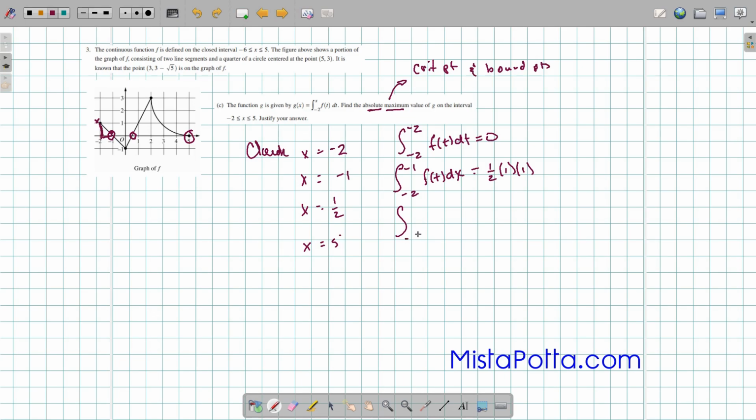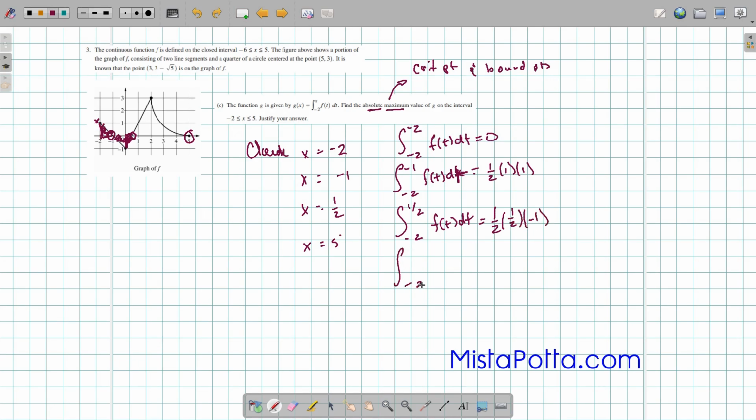If I'm doing it from -2 to 1/2, that's going to have this triangle here and this triangle here. And these triangles really do cancel each other out. Geometrically, they're the same areas, just one's above the x-axis and one's below the x-axis. So if I'm integrating f of t dt, all I'm really getting is just this negative triangle here with a base of 1/2 and a height of -1. So that's 1/2 times my base of 1/2 and my height of -1.